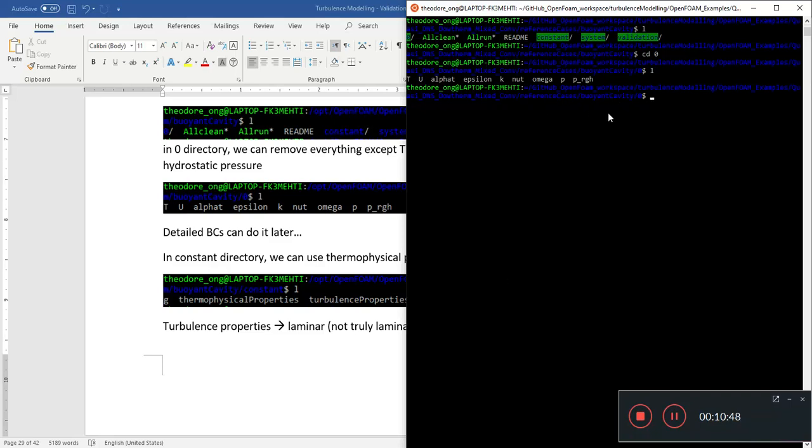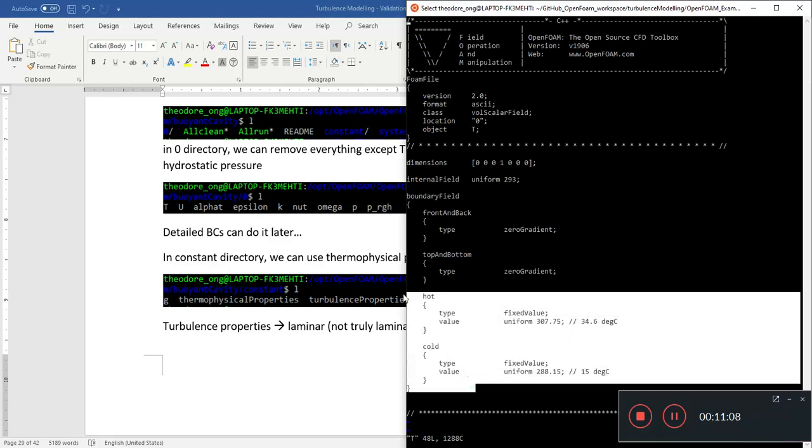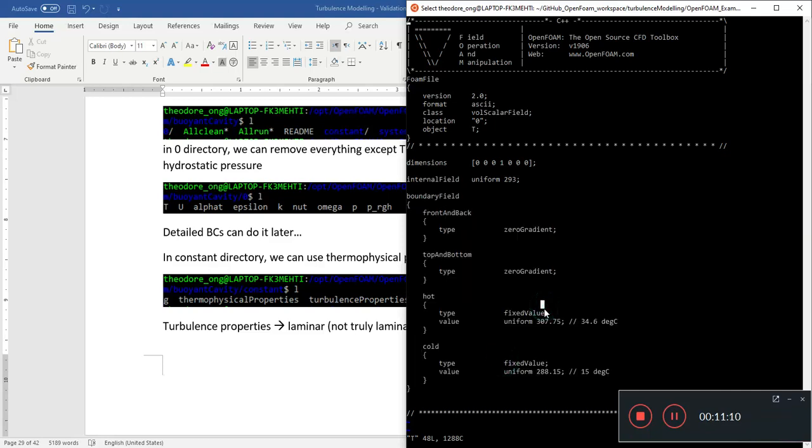For the other fields, you need to specify temperature. I'm going to have something very simple: one hot plate, which is 100 degrees, and one cold plate, which is about 40 degrees. So these are fixed temperatures. The rest of them will be cyclic. I'll show you what the things are like later.